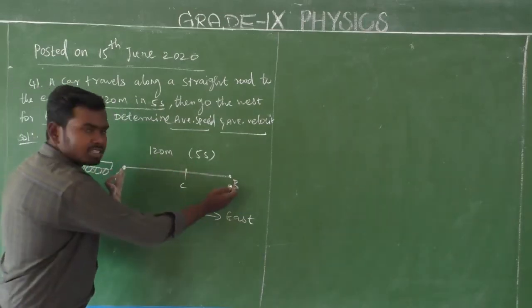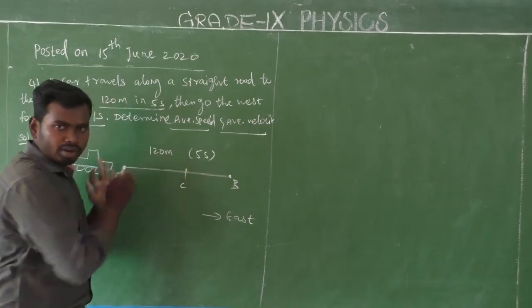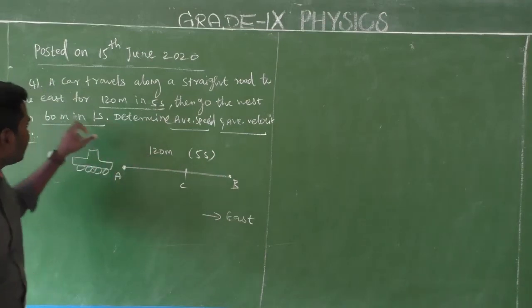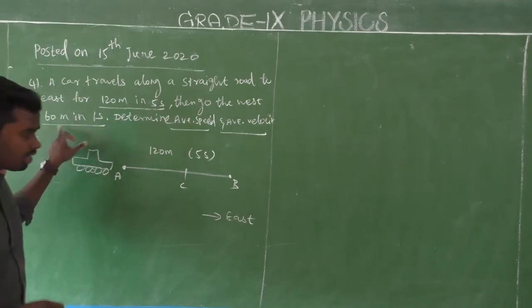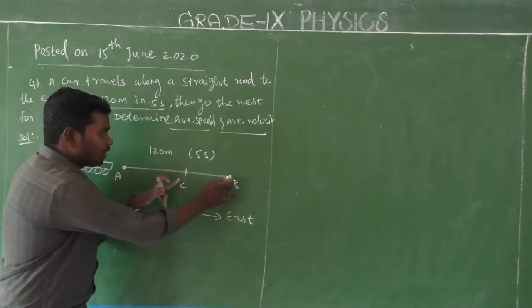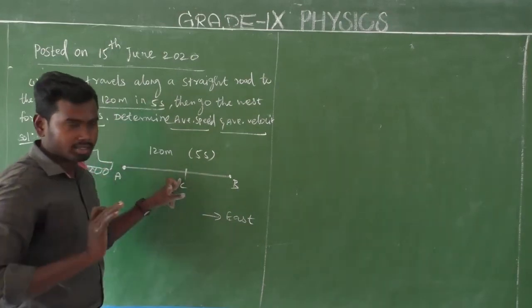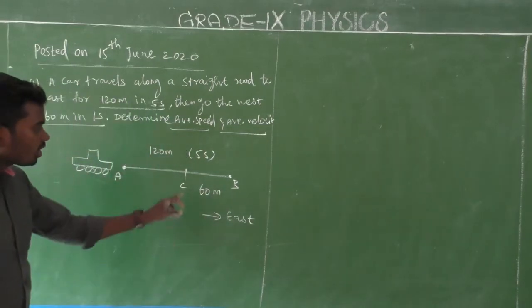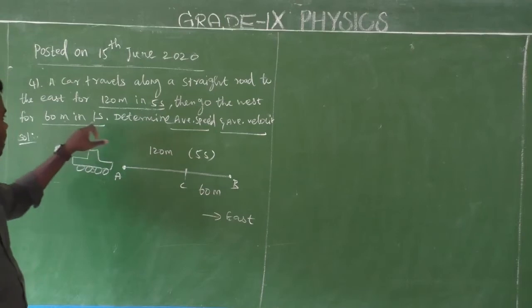Because the overall distance between point A and point B is 120 meters, here again the car moves back along the same path. Here the car has covered just 60 meters. So the car comes to position C. Is it clear? So the distance between B and C, how much? 60 meters. So here the car covers 60 meters in how much?